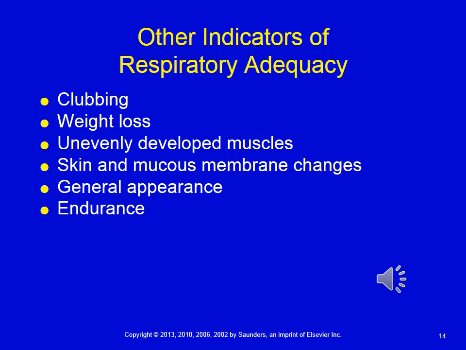Assess other indicators of respiratory adequacy because gas exchange affects all body systems. Some manifestations, like cyanosis, indicate immediate oxygenation problems. Other changes, like clubbing of the fingers and toes and weight loss, reflect long-term oxygenation problems. Skin and mucous membrane changes, such as pallor or cyanosis, may indicate inadequate oxygenation. Assess the nail beds and mucous membranes of the mouth.